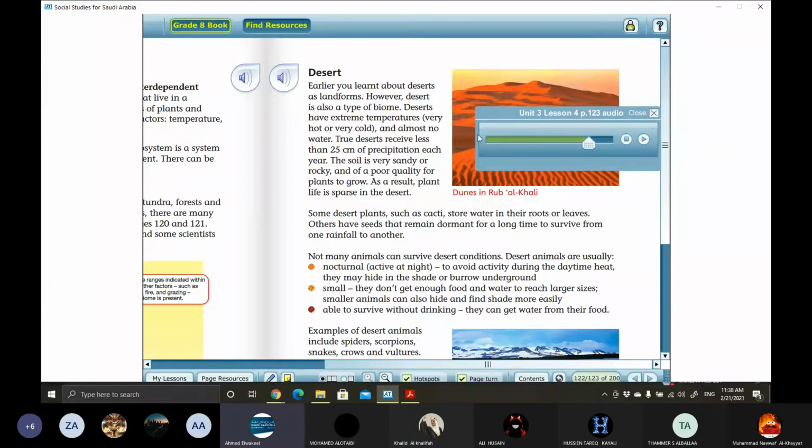So once again, the desert is considered to be one of the most severe biomes on Earth because the circumstances and the features of its temperature make it very, very hard for any animal or even any plant to live there. Yet, most of the animals in the desert have some features that enable them to live in that place. Like number one, they are nocturnal, meaning that they are active during the night, not during the day. They are small and they are able to survive without drinking for very long periods.